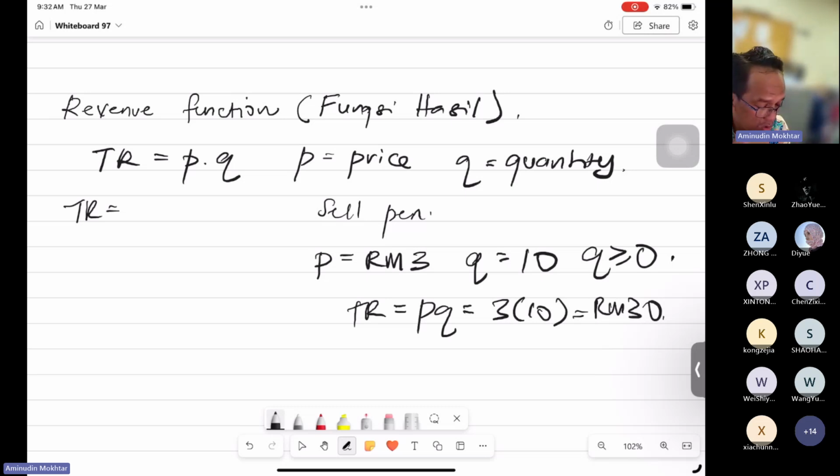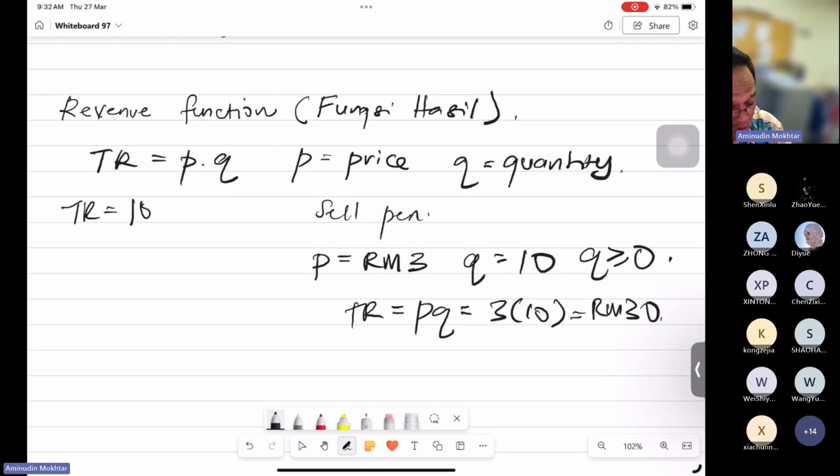Today, maybe you sell 10 pens, and then tomorrow maybe 50. Next week maybe 100, and so on. But P we assume as a constant. So TR is a function of Q. The value of TR depends on the number of Q. Let's say in function we call TR is equal to 100 Q minus Q squared. Let's say this for example. Just for example, I want to explain how to apply the concept.